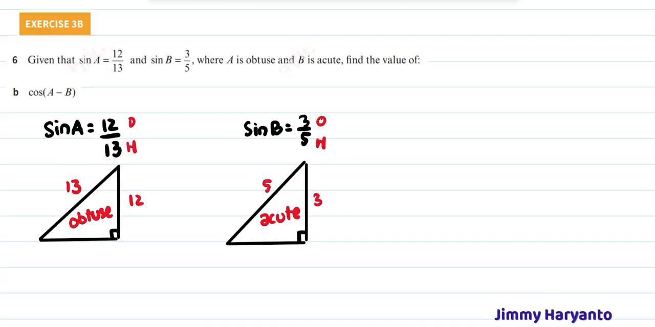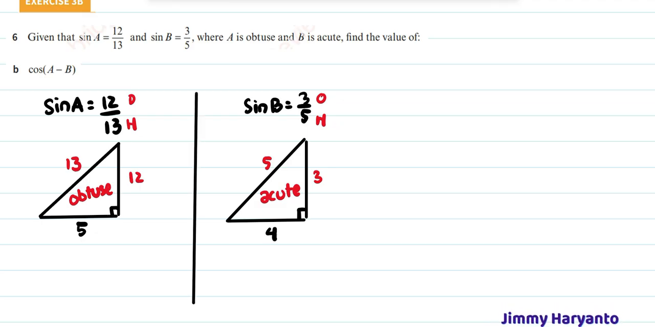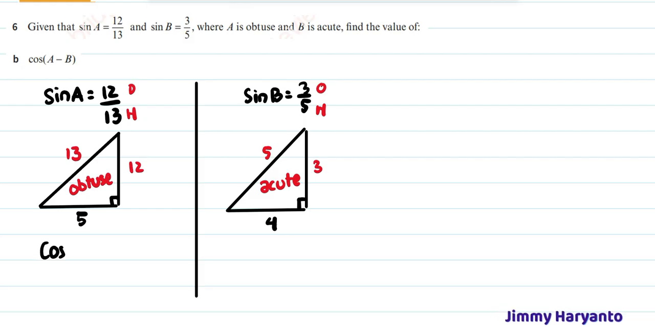Okay, next is question 6b. For this one, the question already gave you that sine A equals 12 over 13. Every time you see this type of question, you will create a right triangle. So I already created the triangle. That means we only have to use Pythagoras theorem to find this one. This is 5 and this one is 4. Be careful with the words obtuse and acute when you find the cosine.